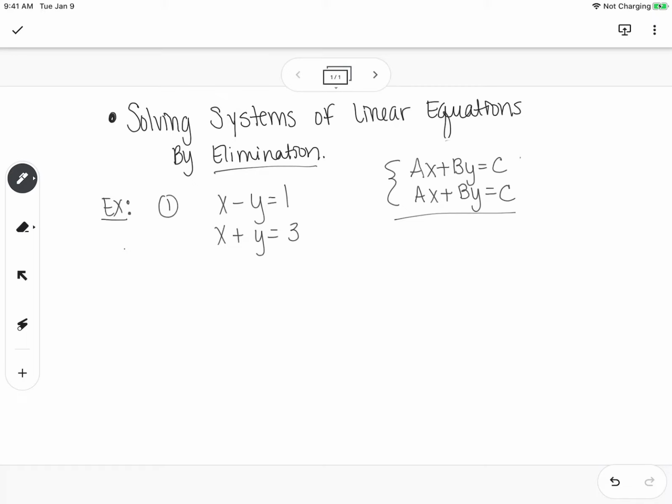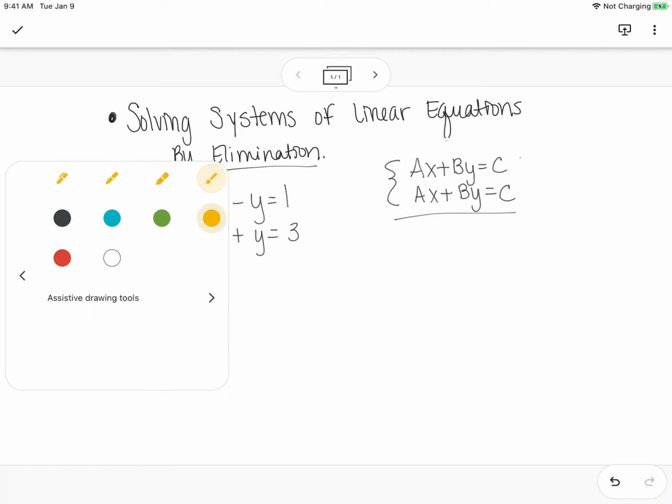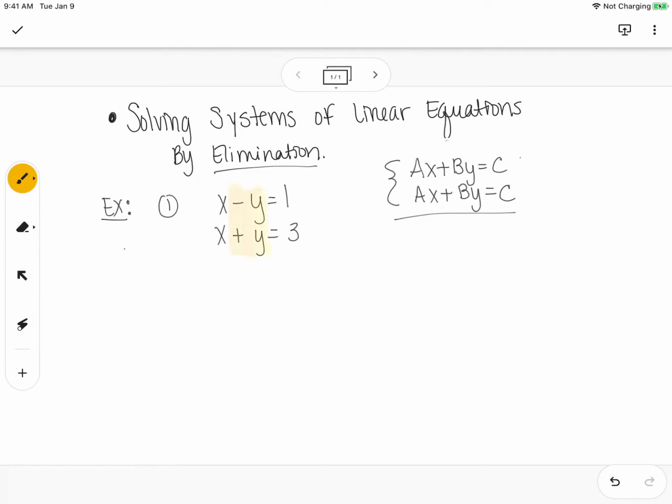So if you noticed on this first example, they're both in standard form. And so now I want to look around and see if I have any opposite terms. And if you notice, your y's are opposite. One's a positive and one's a negative, and they both have a 1 in the front. So those are called opposite terms. So if you already have opposites, you're going to add the two equations. Okay, so if you have opposite terms, you're going to add. So we're going to add when we have opposites, because that will eliminate the variable.